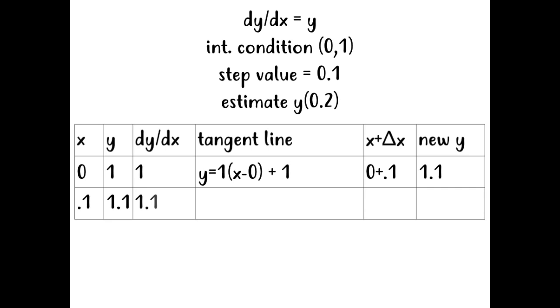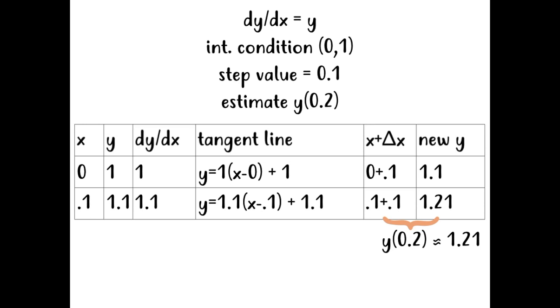So dy/dx is going to be 1.1, and our new tangent line equation will be y equals 1.1 times (x minus 0.1) plus 1.1. And when we add our x value to our step size, we're going to get 0.1 plus 0.1, and when we plug that value back into our tangent line equation, we're going to get a new y value of 1.21. Notice that we plugged in the x value of 0.2, so this qualifies for our estimate.